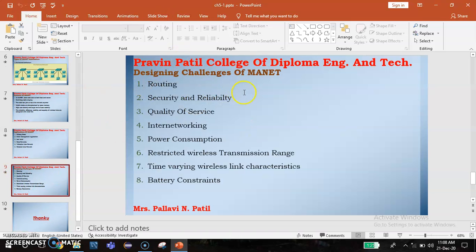The next is the designing challenges of MANET. MANET is actually a type of ad hoc network that can change location and configure itself on the fly. Because MANETs are mobile, they use wireless connections to connect to various networks. It is an autonomous system of mobile hosts connected by wireless links.